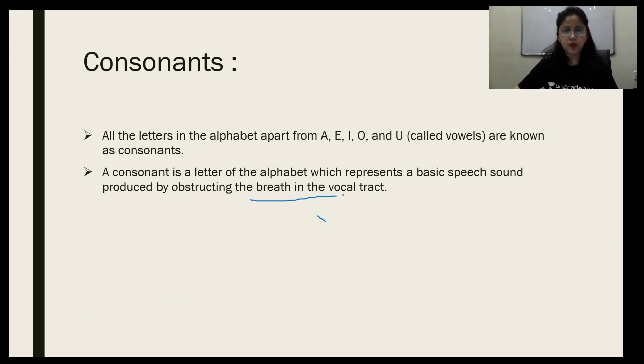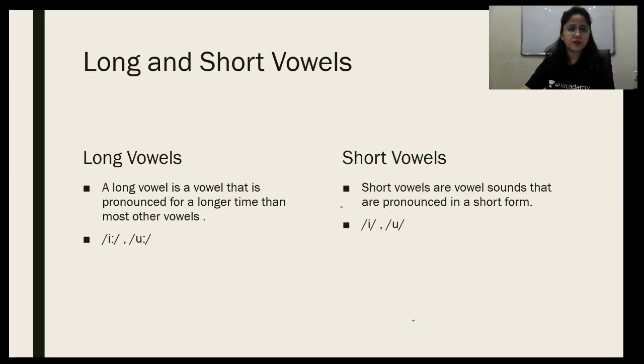So, how is the sound produced? By obstructing the breath in the vocal tract. Now, whenever we say B, B, can you see that? C, H, H, T, B, B. Let me take you back and show you some of these.